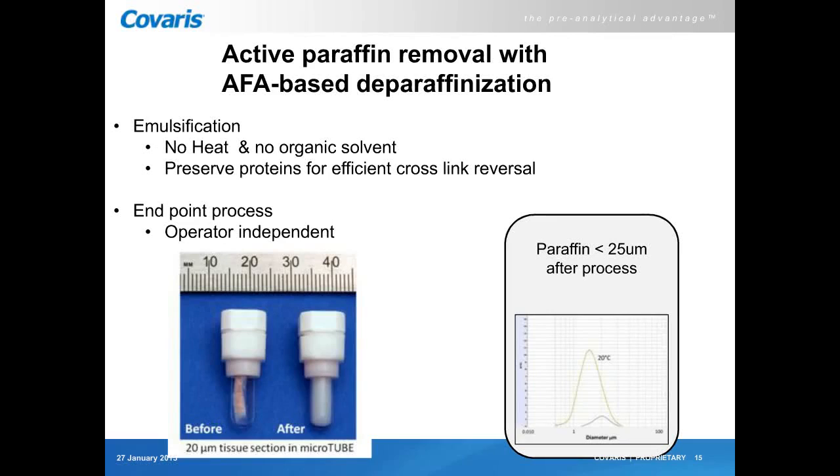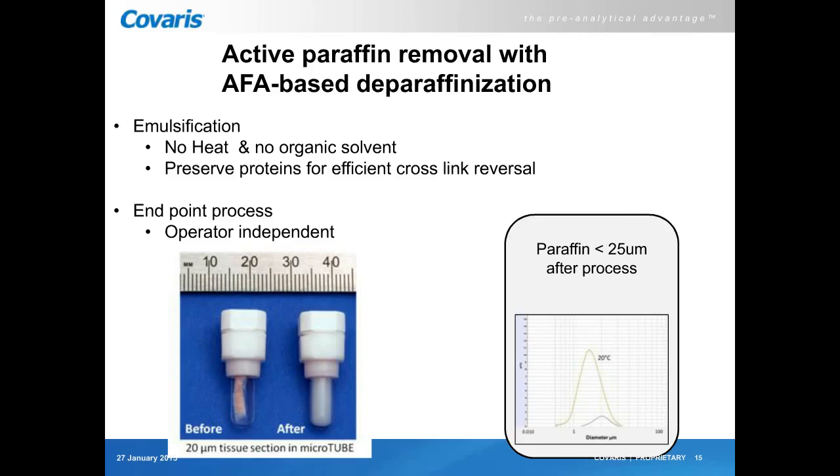On the next slide, you can see some illustration of active paraffin removal with AFA-based deparaffinization. At the bottom, you have a picture of an FFPE sample before and after emulsification. After the emulsification, you are getting a white milky solution of emulsified paraffin. The tissue inside is not visible, but still there and intact. When we size the small paraffin droplets that are part of this emulsion, you can see on the right that you're getting very small droplets, less than 25 microns in diameter. So it makes a very stable emulsion.